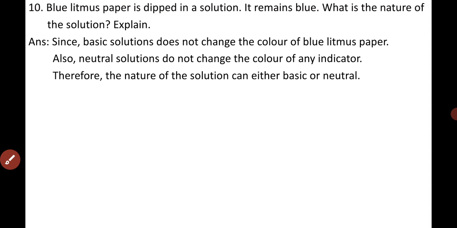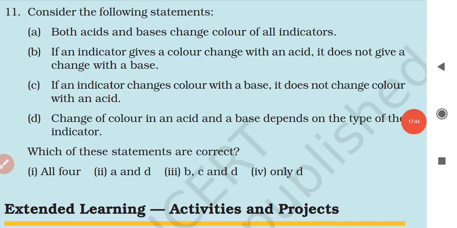One more question is left, that is question number 11. The last question from the exercise, question number 11. Consider the following statements. There are 4 statements given to you, A, B, C, D. Which of these statements are correct? 4 options are also given. All 4 are correct. Or option number 2, that is A and D are correct. Or option number 3, that is B, C and D are correct. Or only D is correct. So, let's see this.